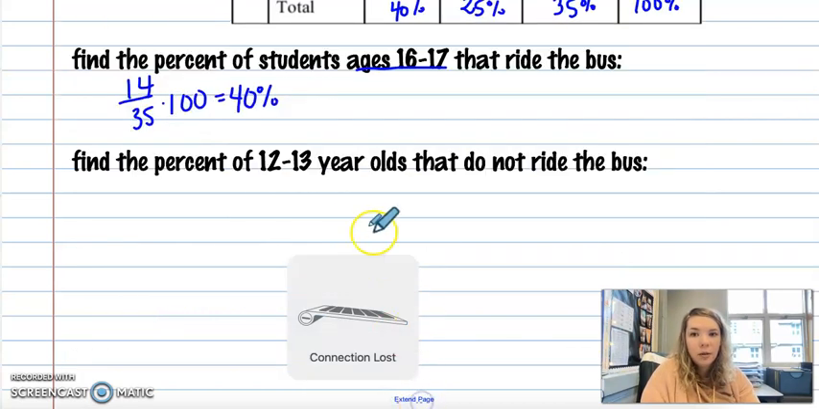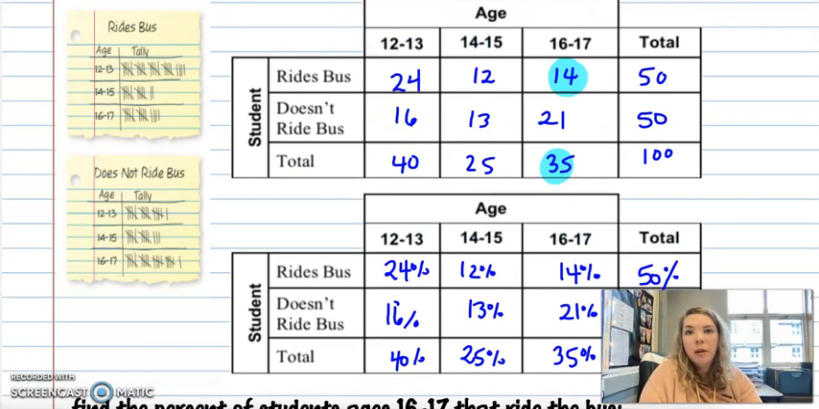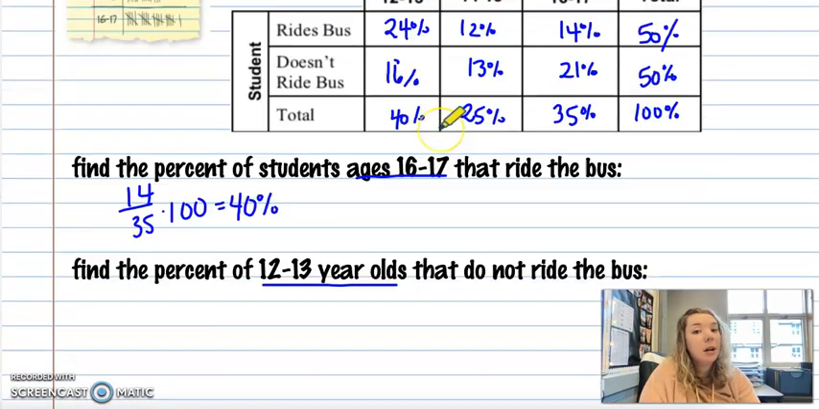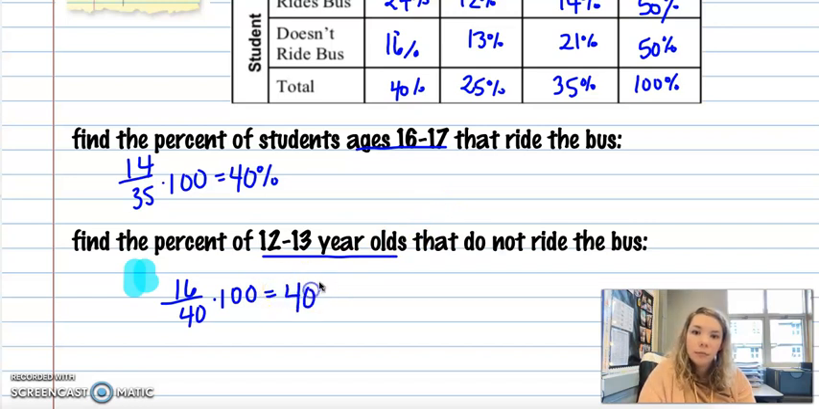And then last question, find the percent of 12 to 13-year-olds. So we're going to use that 12 to 13-year-old total that do not ride the bus. So we'd take 16 out of 40 for that one. So 40% again. Just a coincidence. All right, that's it for our notes today. You can move on to your assignment.